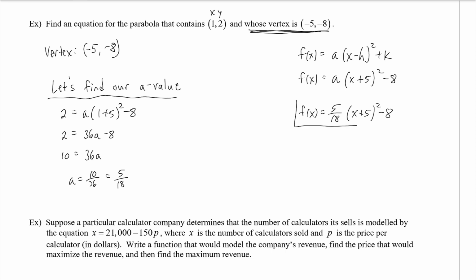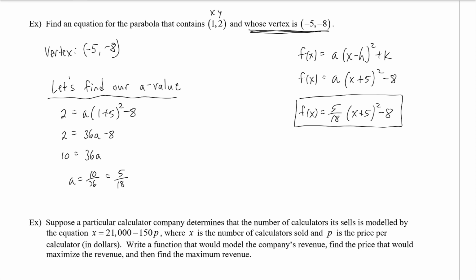So this would be the equation for that parabola. We can check it and make sure that (1, 2) is actually a point on that graph. So let's check it. If I plug in 1, I get 36 divided by 18 is 2. 2 times 5 is 10. 10 minus 8 is 2. Yeah, that works.